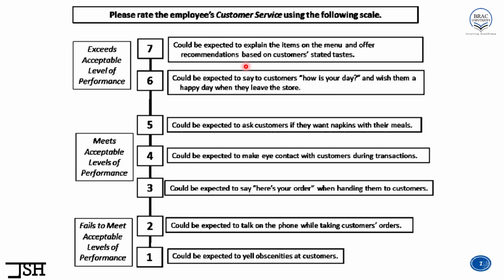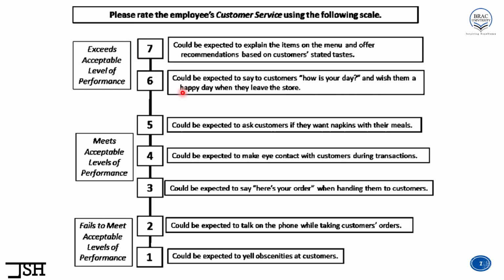Now let's analyze this form a little bit. Let's take a look at the best expected behavior from a server in this restaurant. Could be expected to explain the items on the menu and offer recommendations based on customers' stated tastes. So if any server demonstrates this behavior, that they know the menu really well and can explain and convince the customers to buy items on the menu, that is a really good behavior according to the restaurant. And by demonstrating this behavior, a server can achieve the highest score, which is 7.